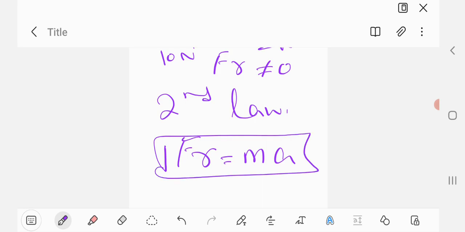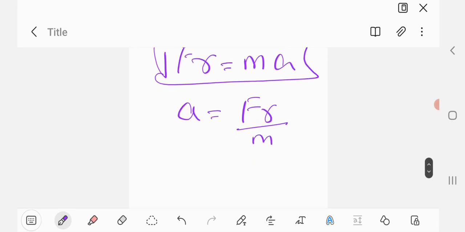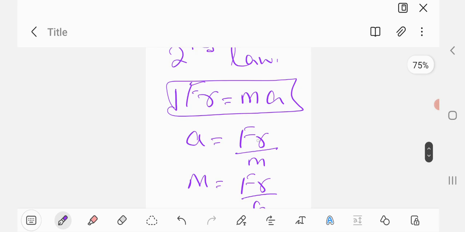Fr = ma is a very important formula, and by using this formula you can find the acceleration, you can make it the subject, and you can also find the mass. If you make mass the subject, then the formula becomes this one. So all these three formulas come from this formula. I think this one will be clear to you.